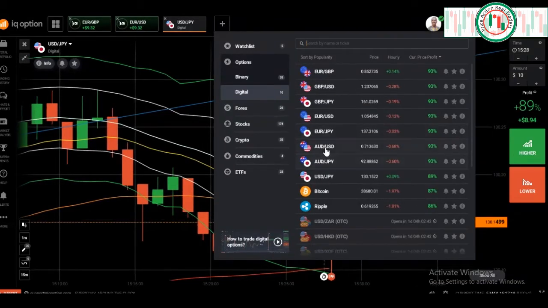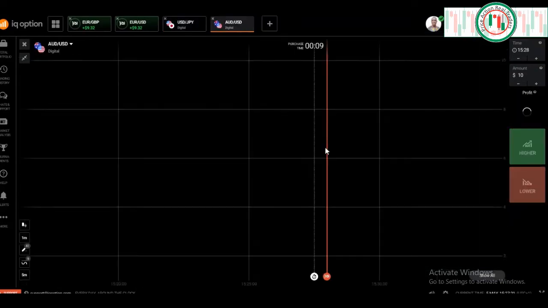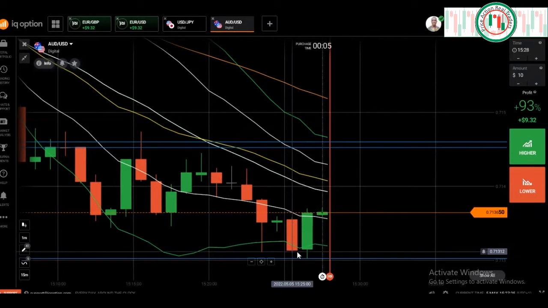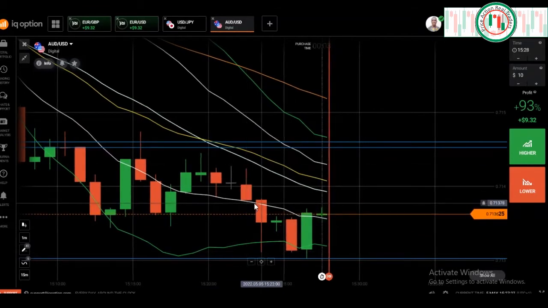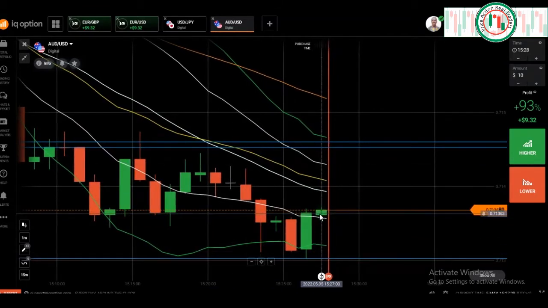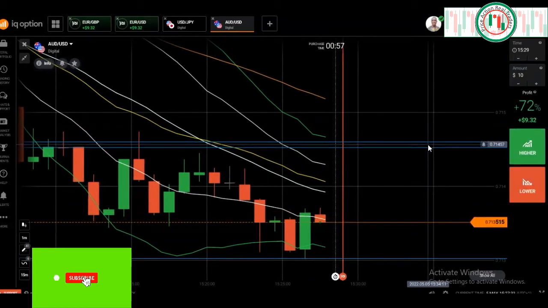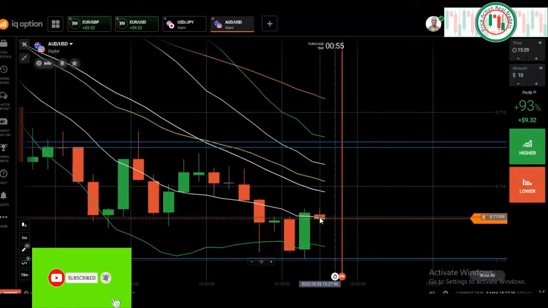So let's check another opportunity. You see here is an engulfing, and here is another engulfing. So I will wait for the next candle here. Yes, this candle is reversing.